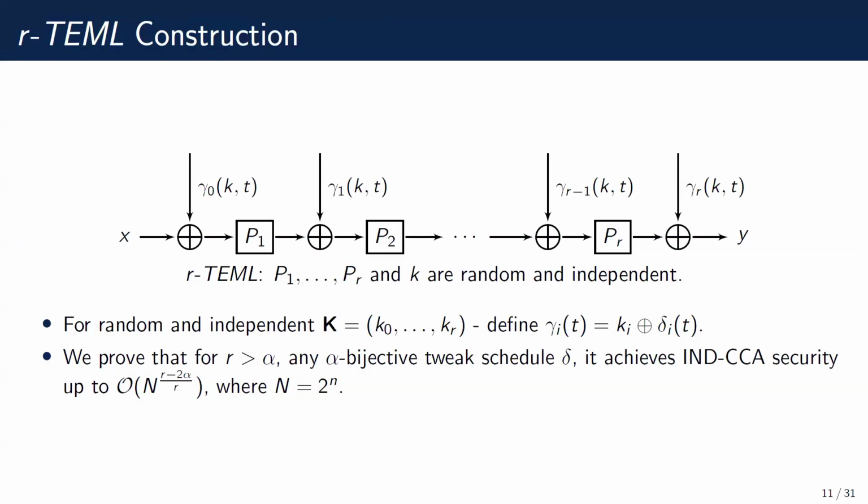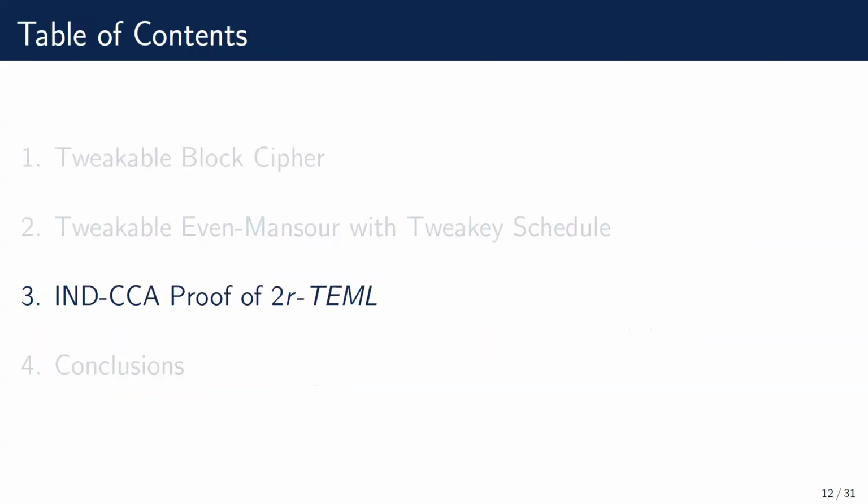So now for the instantiation of our construction, we can simply take random independent round keys and define the tweak schedule as gamma_i(t), which is K_i XOR delta_i(t), where delta is some tweak schedule. And we prove in our paper that for more than alpha rounds, and when this delta is alpha-bijective, it achieves CCA security up to N to the (R minus 2 alpha) over R, where N is 2 to the n. So now I will quickly go over the proof in a general overview.